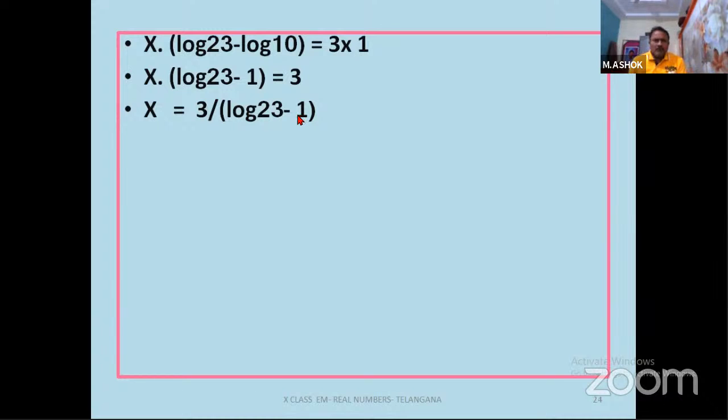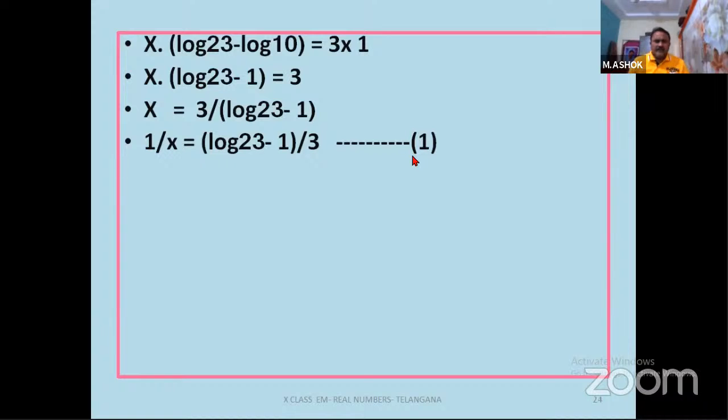Okay. Now we require 1 by x value. So the reciprocal of this one is 1 by x is equals to, if you write the reciprocal of this one, it is now log 23 minus 1 by 3. Actually x equal to 3 by log 23 minus 1, but we need a 1 by x value. So we are reversing, interchanging both numerator and denominator. So 1 by x is equals log 23 minus 1 by 3. So take this as equation number 1.